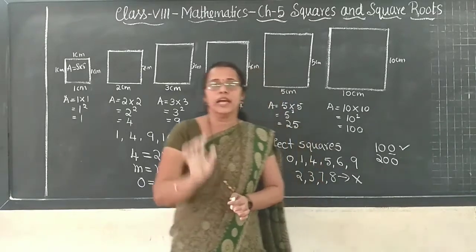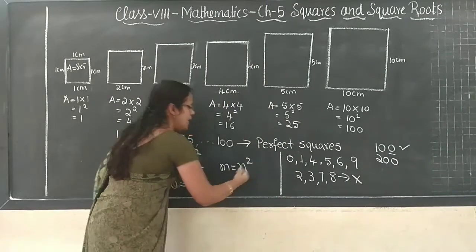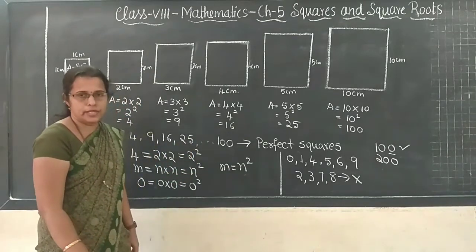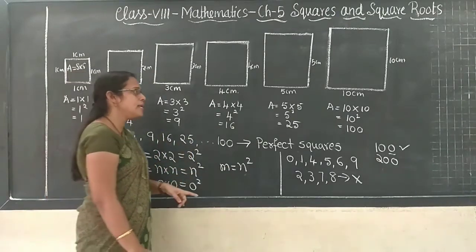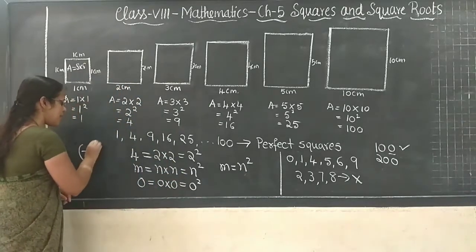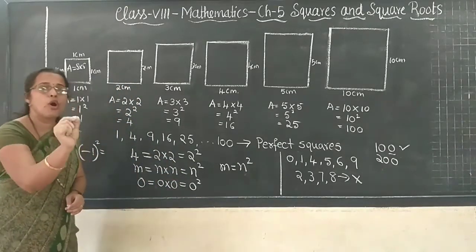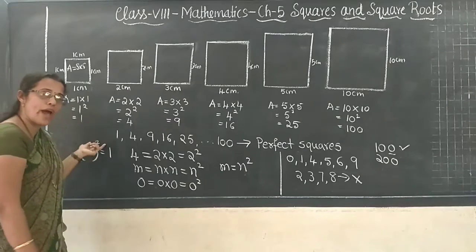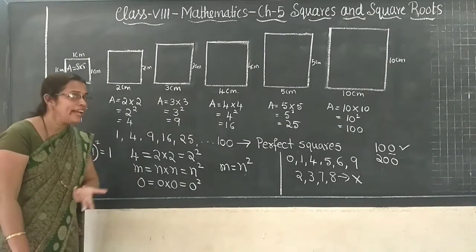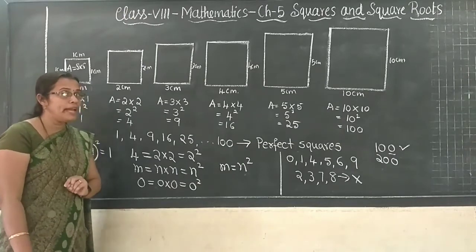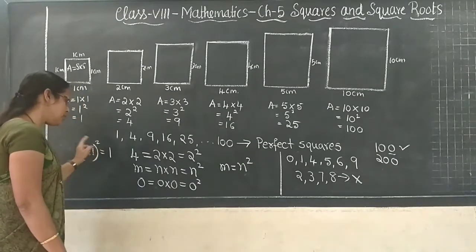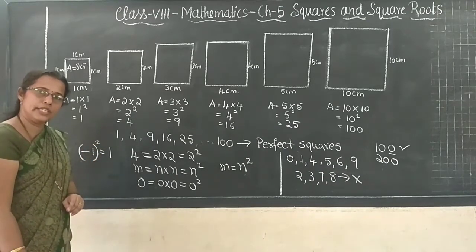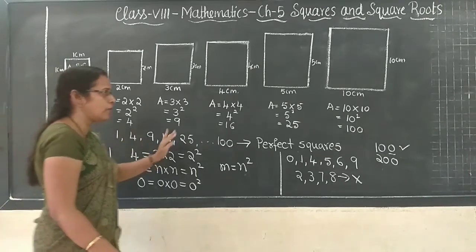So everybody understood, children? See, what is the general form of a square number? m is equal to n square, where m and n are natural numbers. Even if I take the square of a negative number, it also becomes a positive number. Minus into minus is plus, so minus 1 square is also 1. So square numbers cannot be negative, because when you multiply a number by itself twice, you get a positive number. Is it okay, children? These are the things we learned now as an introduction.